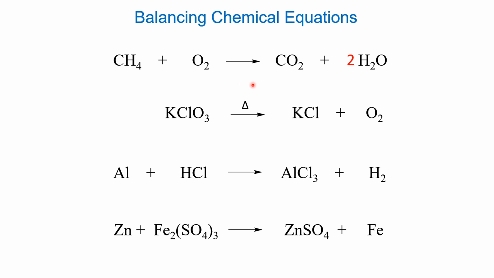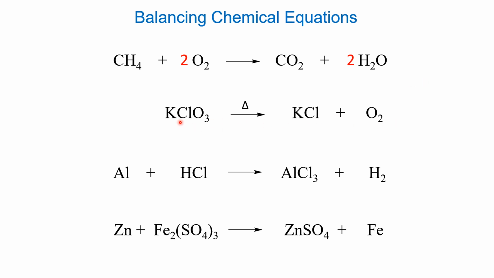Then we can look at the oxygens. We have 2 oxygen atoms here. We have 2 oxygen here, but also 2 oxygen here. There are 4 oxygen atoms in the product. So we need to raise this coefficient to 2. Then oxygen atoms will be the same before and after the reaction. So now it's a balanced chemical equation.